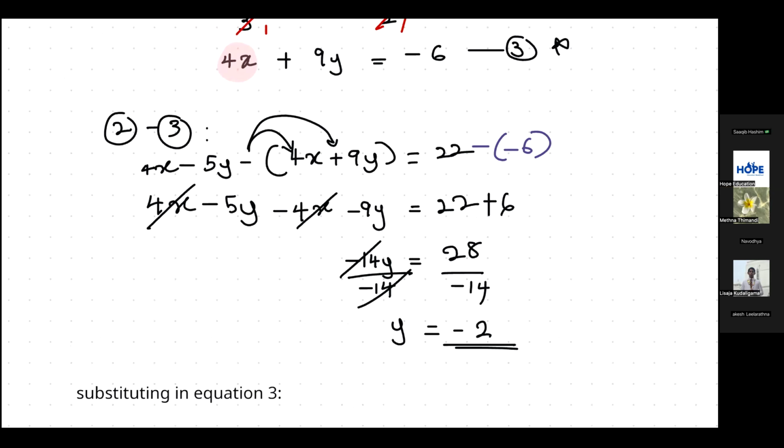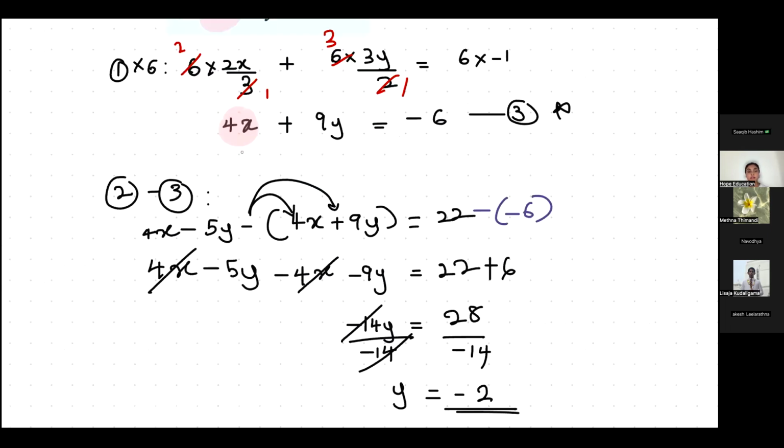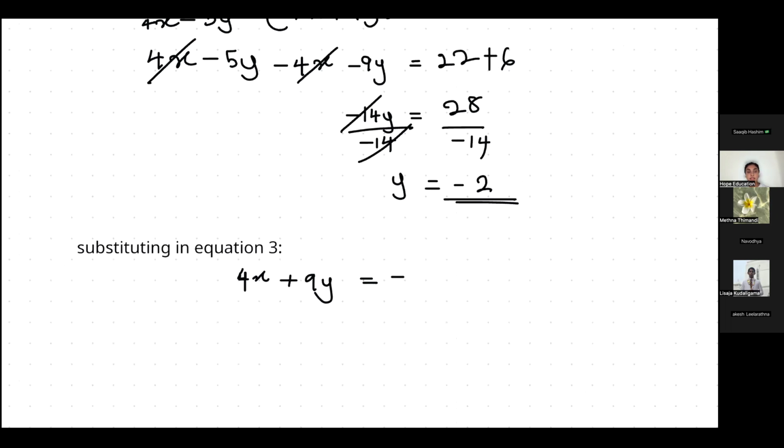Give me a thumbs up if it's clear. All right. Now it's much easier. Equation number 3: 4x plus 9y equals minus 6. So 4x plus 9, now y is minus 2, equals minus 6. So 4x plus times minus is minus. 9 times 2 is 18, equals minus 6.